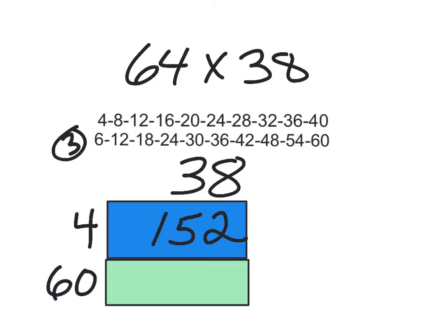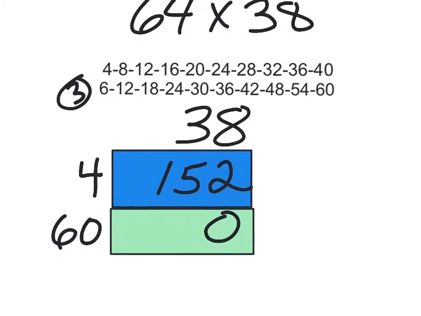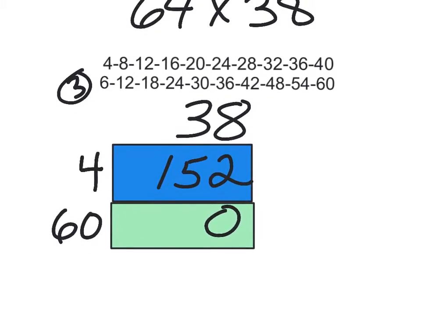0 times 38 is going to give me 0. So I'll just drop that 0 right there. And I'm going to actually move this up a little bit so I have a little more room. And now I'm ready to rock and roll.